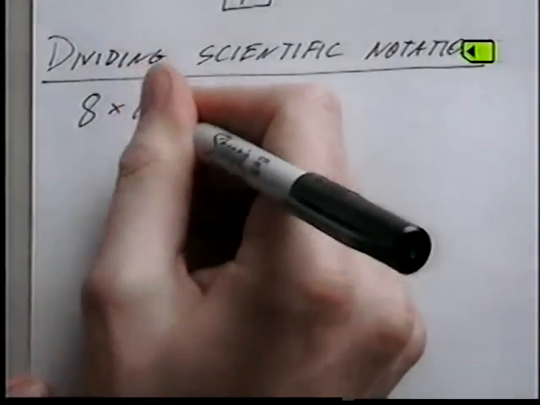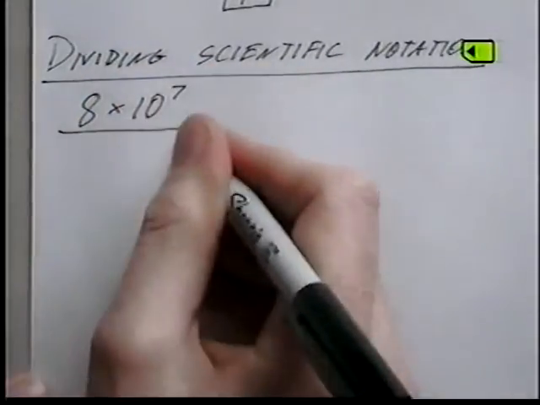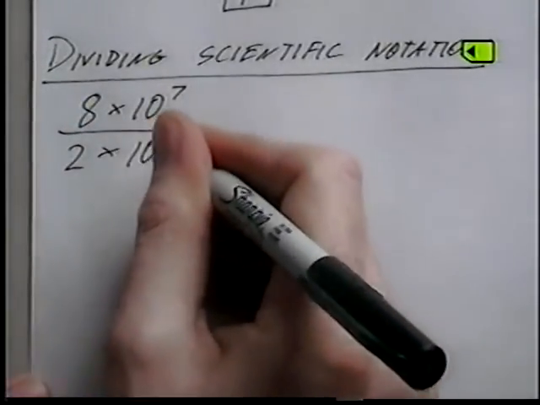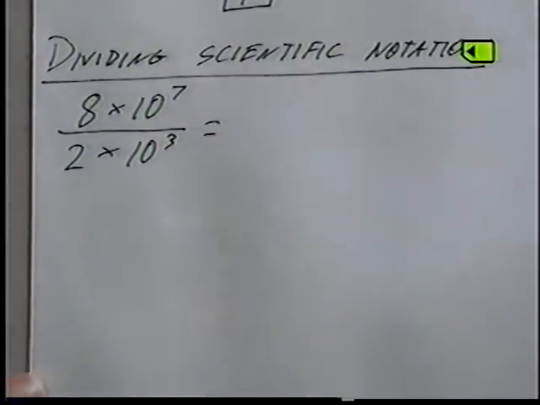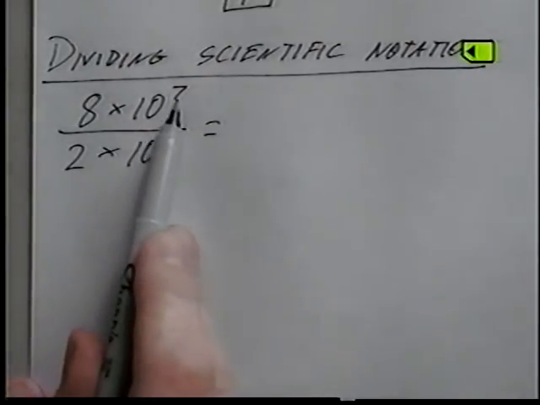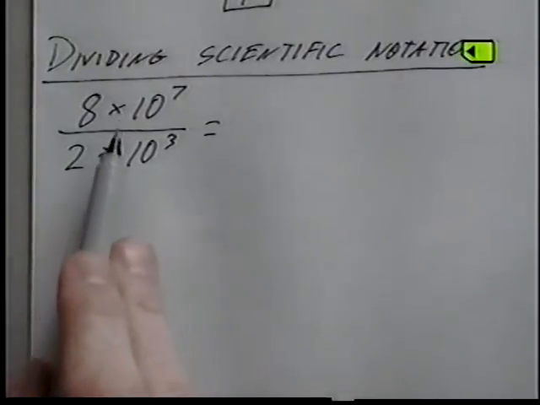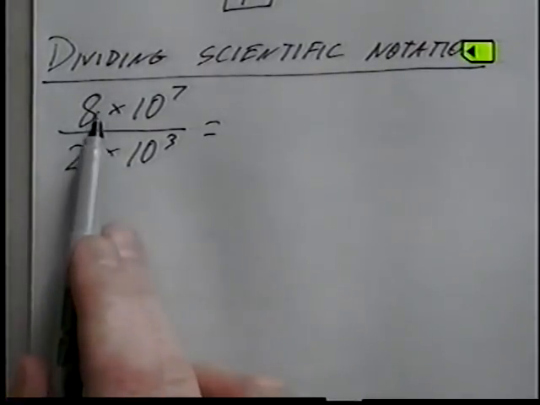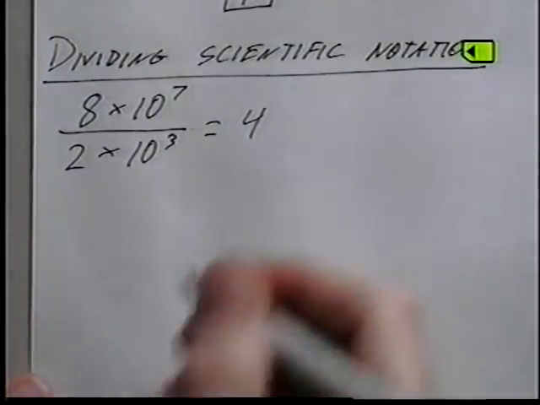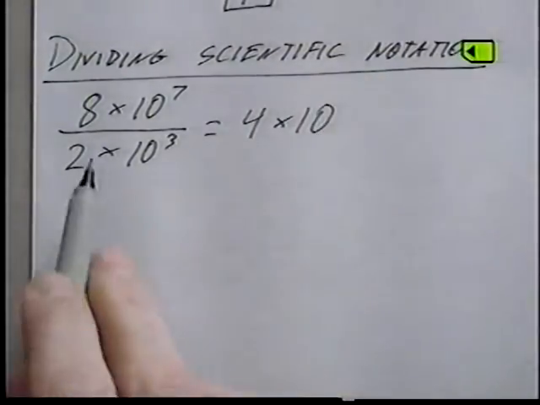First question is 8 times 10 to the 7th power divided by 2 times 10 to the 3rd power. You have two numbers in scientific notation. Again, scientific notation is a number less than 10 times 10 to some exponent. When you divide two scientific notation numbers, you can divide the numbers and combine the exponents. For example, 8 divided by 2 is 4.